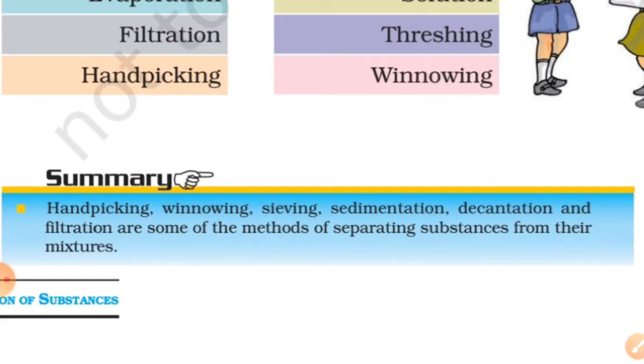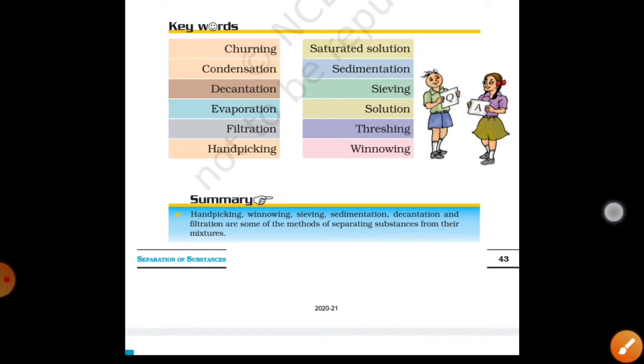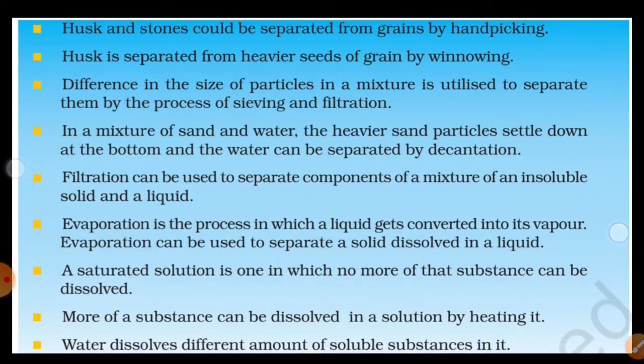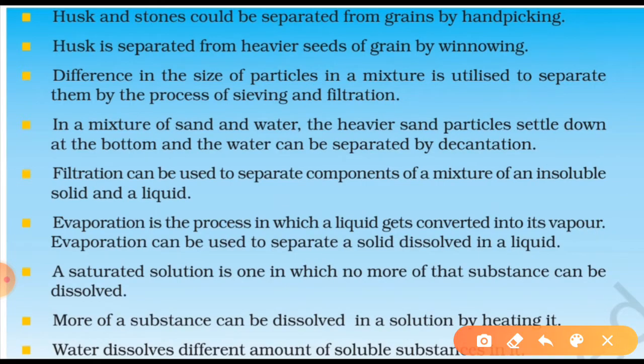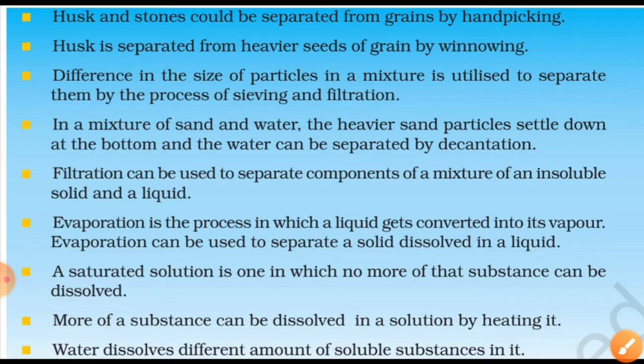Hand picking, winnowing, sieving, sedimentation, decantation and filtration are some of the methods of separating substances from their mixture. Husk and stones could be separated from grains by picking. Husk is separated from heavier seeds of grain by winnowing. Difference in the size of particles in a mixture is utilized to separate them by the process of sieving and filtration, in which the size of the components should be different.